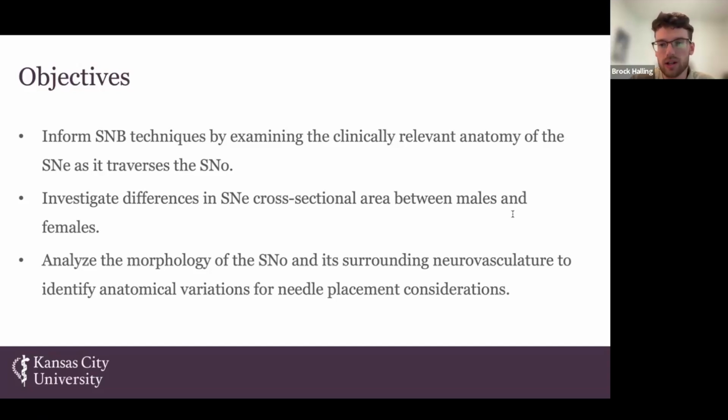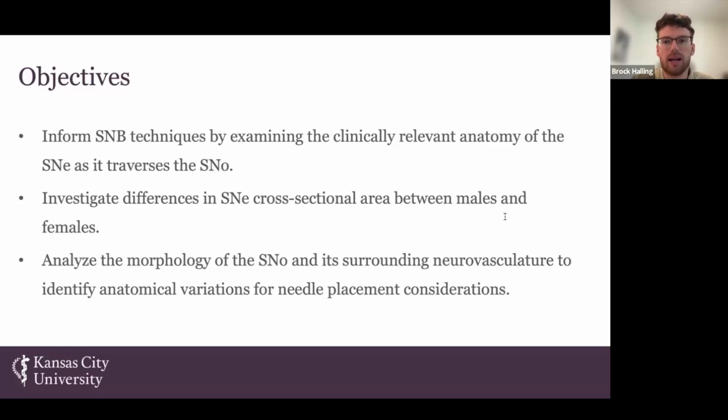I'll have a couple of figures later on that will help demonstrate and give a better idea of what that would look like on the scapula. We were also looking for nerve size difference between different demographics that may influence the dosing of local anesthetic, which would need to be used in the block.